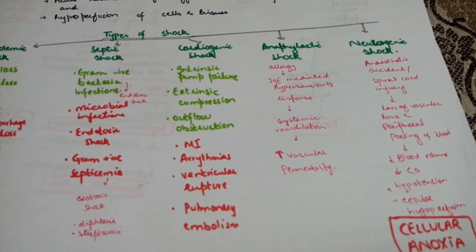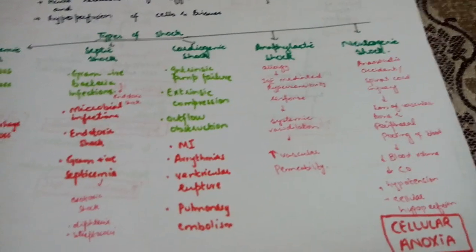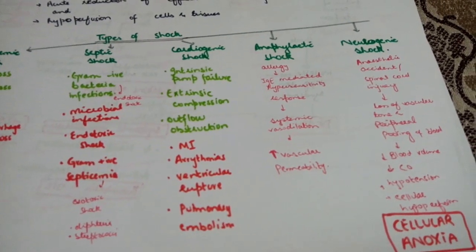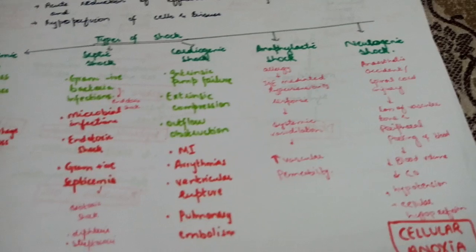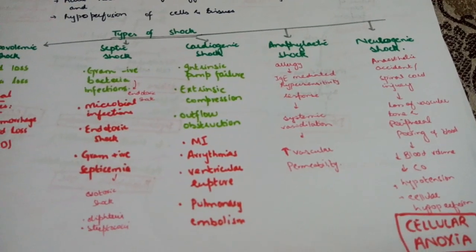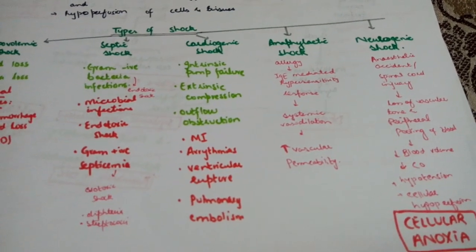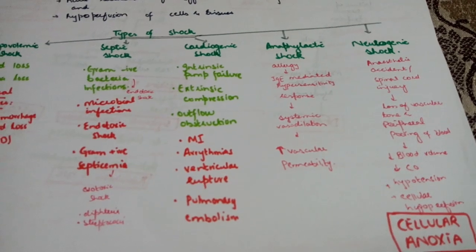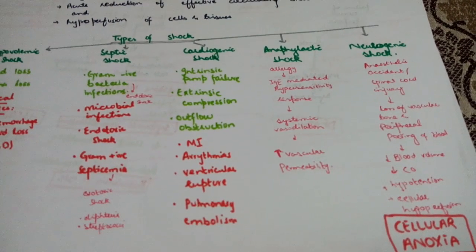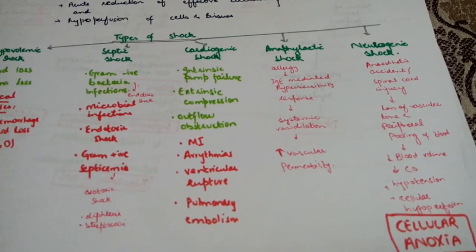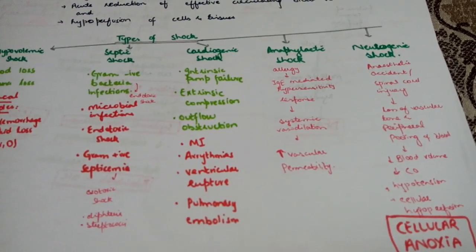Cardiogenic shock. Cardiogenic shock occurs due to intrinsic pump failure, extrinsic compression, or outflow obstruction. Intrinsic myocardial pump failure includes myocardial infarction, rupture of heart, myocarditis, cardiac arrhythmia. Extrinsic compression includes cardiac tamponade, and outflow obstruction includes pulmonary embolism, atrial myxoma.